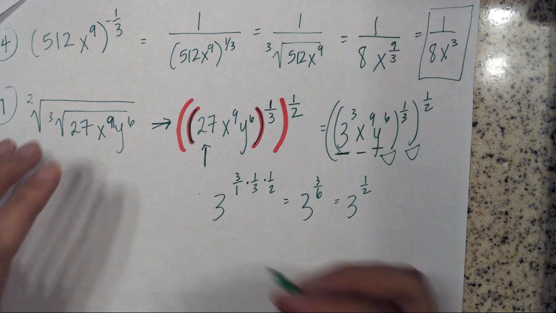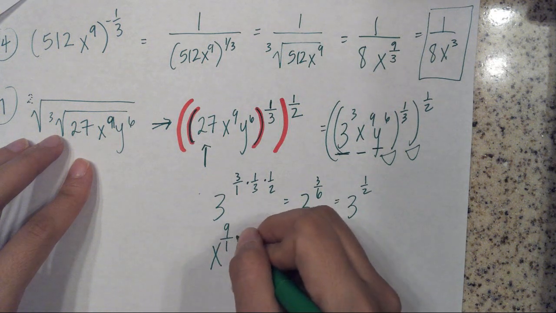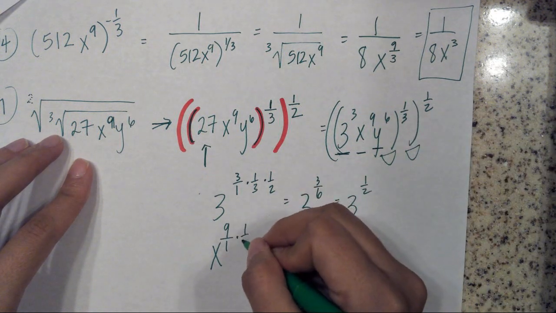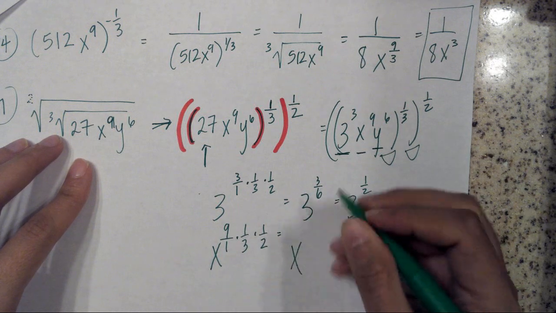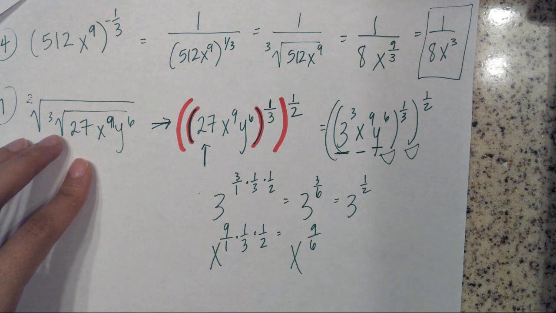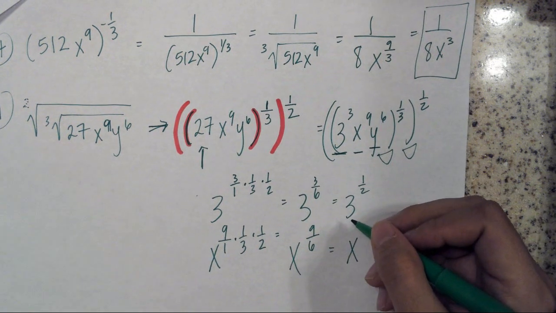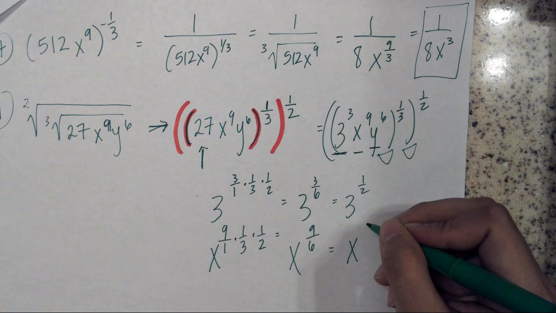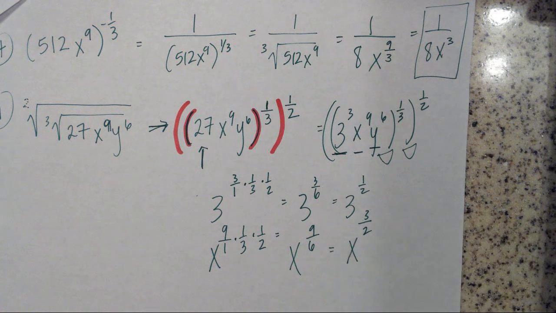Now let's do the x. You have x to the 9th. So it's 9 over 1 times 1/3 times 1/2, so you get x to the 9/6. And then if you reduce each by 3, 3 goes into 9 3 times, sorry, and 3 goes into 6 twice, so it's x to the 3/2 power.